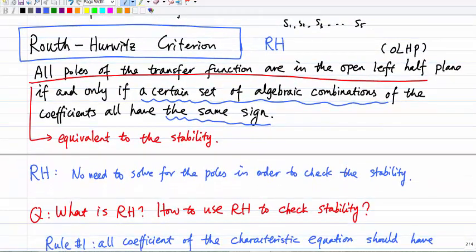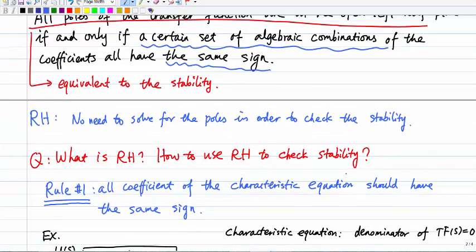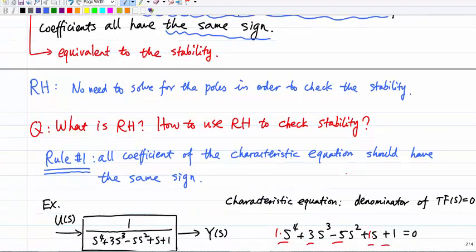So the Routh-Hurwitz criterion says there's no need to solve for the poles in order to check stability. The next key question is how to use the Routh-Hurwitz criterion to check stability. There are a couple of rules, and I'll talk about them one by one. I won't finish all the rules, but I'll probably finish one or two in this lecture, and some more in the next video. The first rule says all coefficients of the characteristic equation should have the same sign.